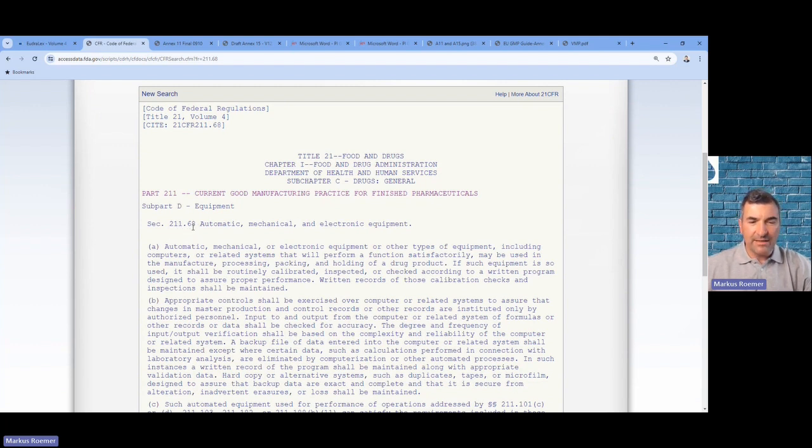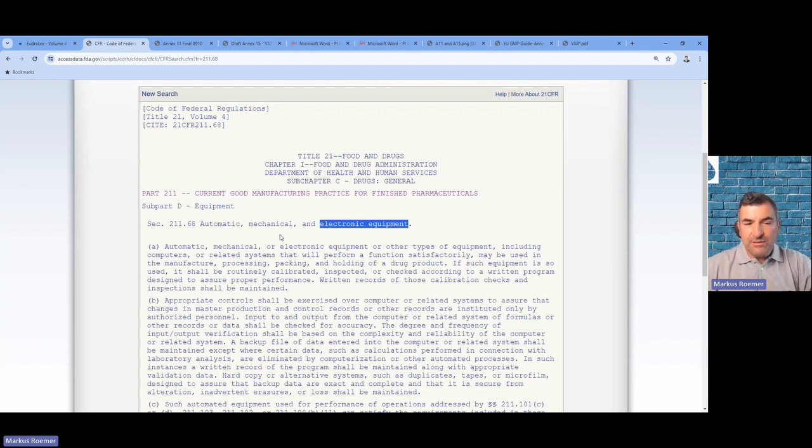In the US, you will find that in section 211.68, automatic, mechanical, and electronic equipment. Saying that electronic equipment can also be seen as a computerized system, but there's also mechanical equipment, so they divided it into different types of equipment. Sometimes you might also enter a company and be irritated. Someone is talking about equipment and devices and instruments. I like to use the word instrument for the QC part, for example. In production, I talk more about equipment, but we also have computerized systems. We will have a few on that in detail today.